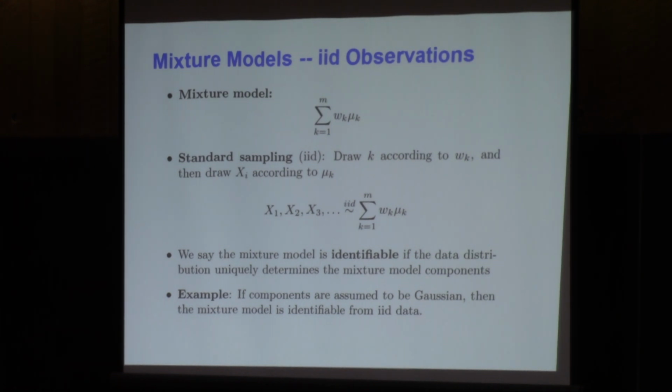To gain traction on this problem, we have to think about the sampling plan. Normally we think about IID data. Here's a mixture model. If we draw IID samples from a mixture model, it means first we draw a mixture component according to the weight W_k, and then fixing k, draw X_i according to that component. You do that independently many times, and you get draws from the mixture distribution. This is typically what we assume.